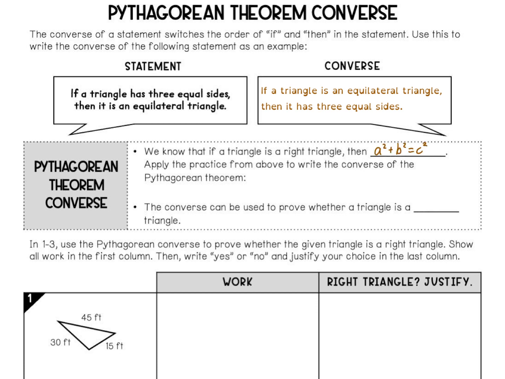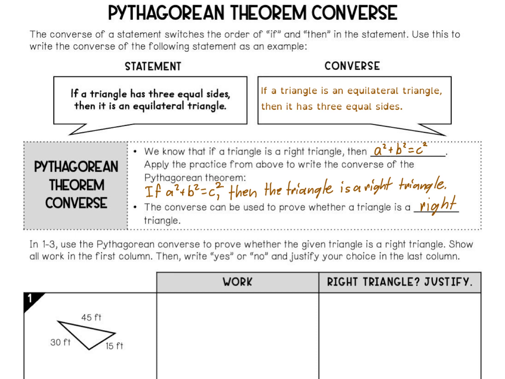Now let's look at the Pythagorean theorem converse. We know that if a triangle is a right triangle, then a squared plus b squared equals c squared. Next, let's apply the practice from above to write the converse of the Pythagorean theorem. If the sum of the squares of two shorter sides is equal to the square of the longer side, then we know that we have a right triangle. Keep in mind, the converse can be used to prove whether a triangle is a right triangle.